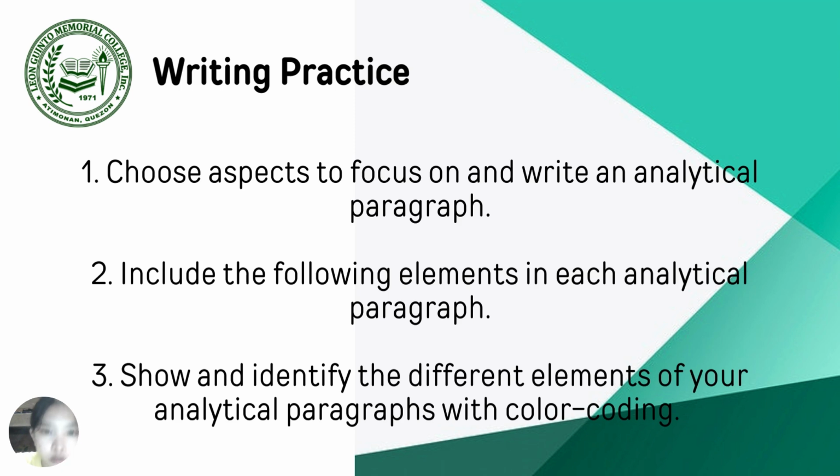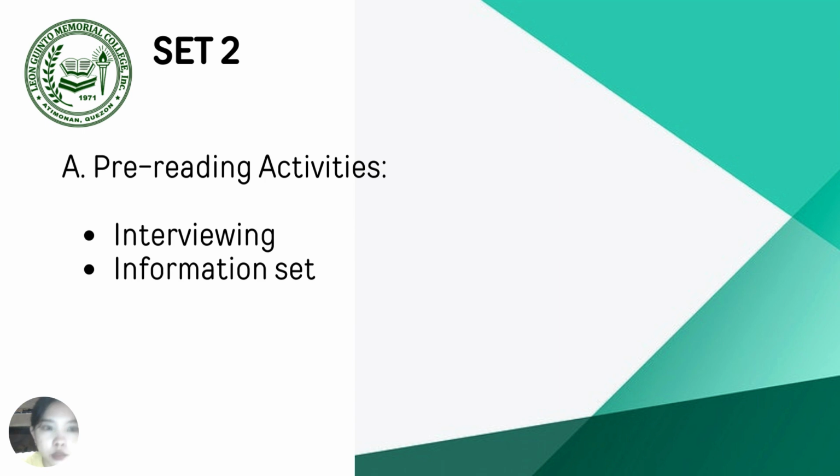Then now let us proceed to set 2, and in set 2 we have free reading activities. In free reading activities, we must first do the interviewing and information set. For example, the topic is love. We are going to ask our students first, have you already experienced love, or what is love? This is to introduce the poem, and so they could have an idea about it.